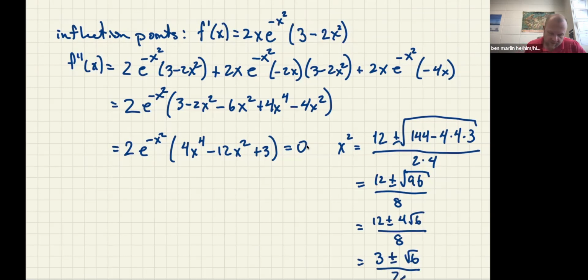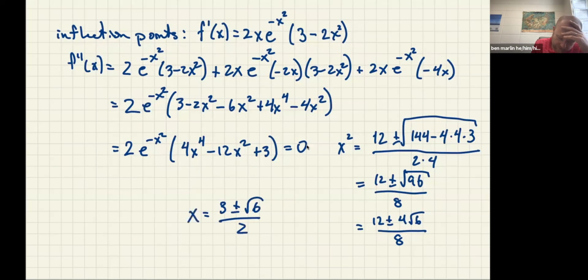That was too low on the screen, so I'm going to erase it and write it where you can read it. So 3 plus or minus the square root of 6 over 2. And those are going to be our inflection points. Now, last bit, I'll add a page on here.